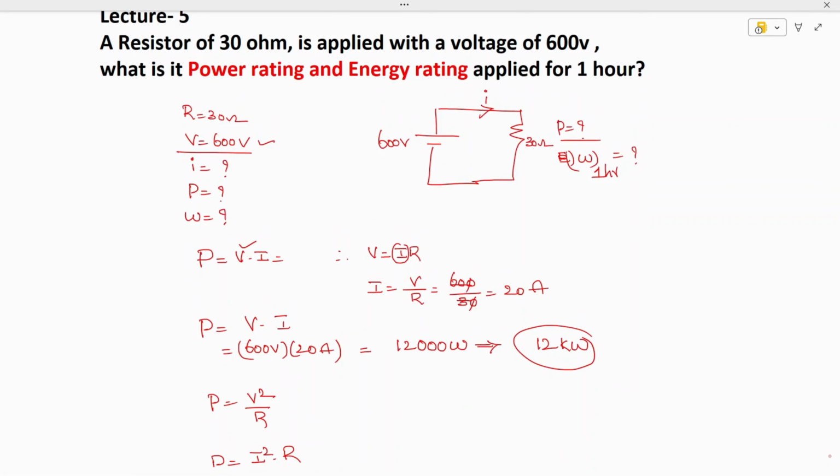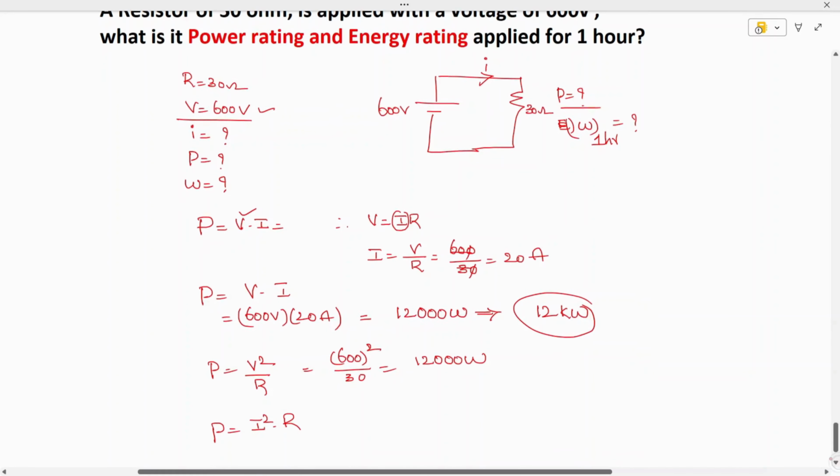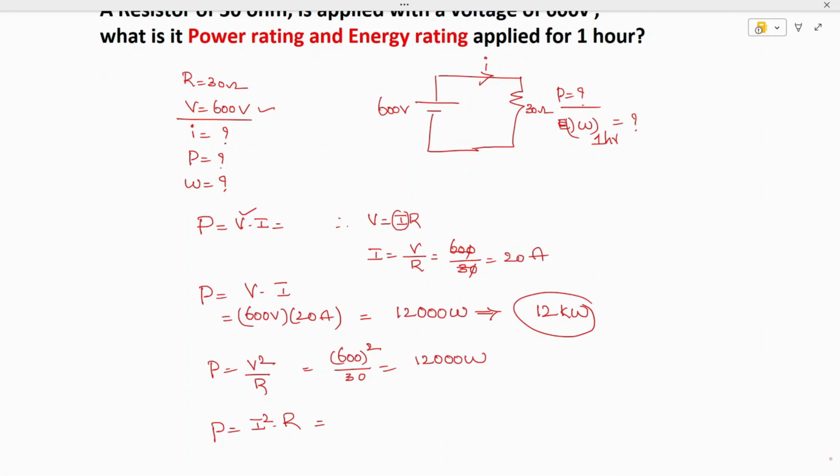So what is the V square value? The value of V given is 600 square divided by R. What is the value of R given? 30. If you do it, here also you are going to get 12,000 watts. Okay, and next also I square into R. What is the value of I we obtained, which is nothing but 20 square into R. R value is given as 30. Here also you are going to get 12,000 watts.